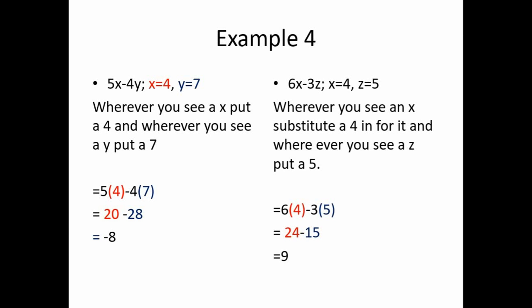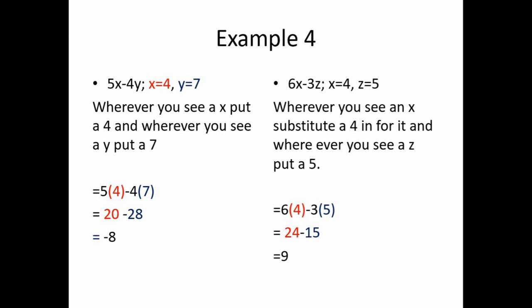Our last example deals with 2 variables in an expression. And so we have 5x minus 4y, x equals 4, and y equals 7. So just like before, wherever you see an x, you replace it with a 4, and wherever you see a y, we replace it with a 7. So we have 5 times 4 minus 4 times 7. And so 5 times 4 is 20, minus 4 times 7, which is 28. We're subtracting 28 from 20, and we get a negative 8.